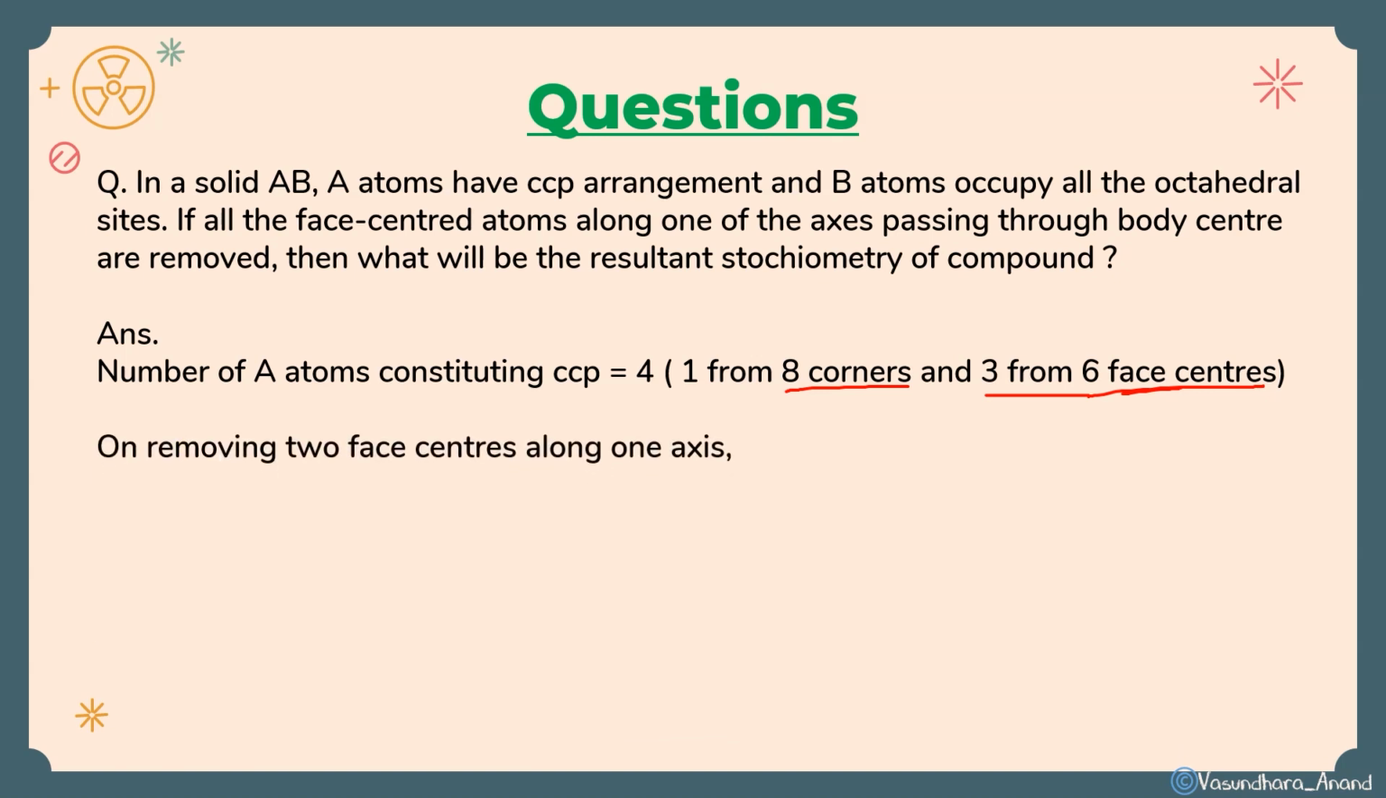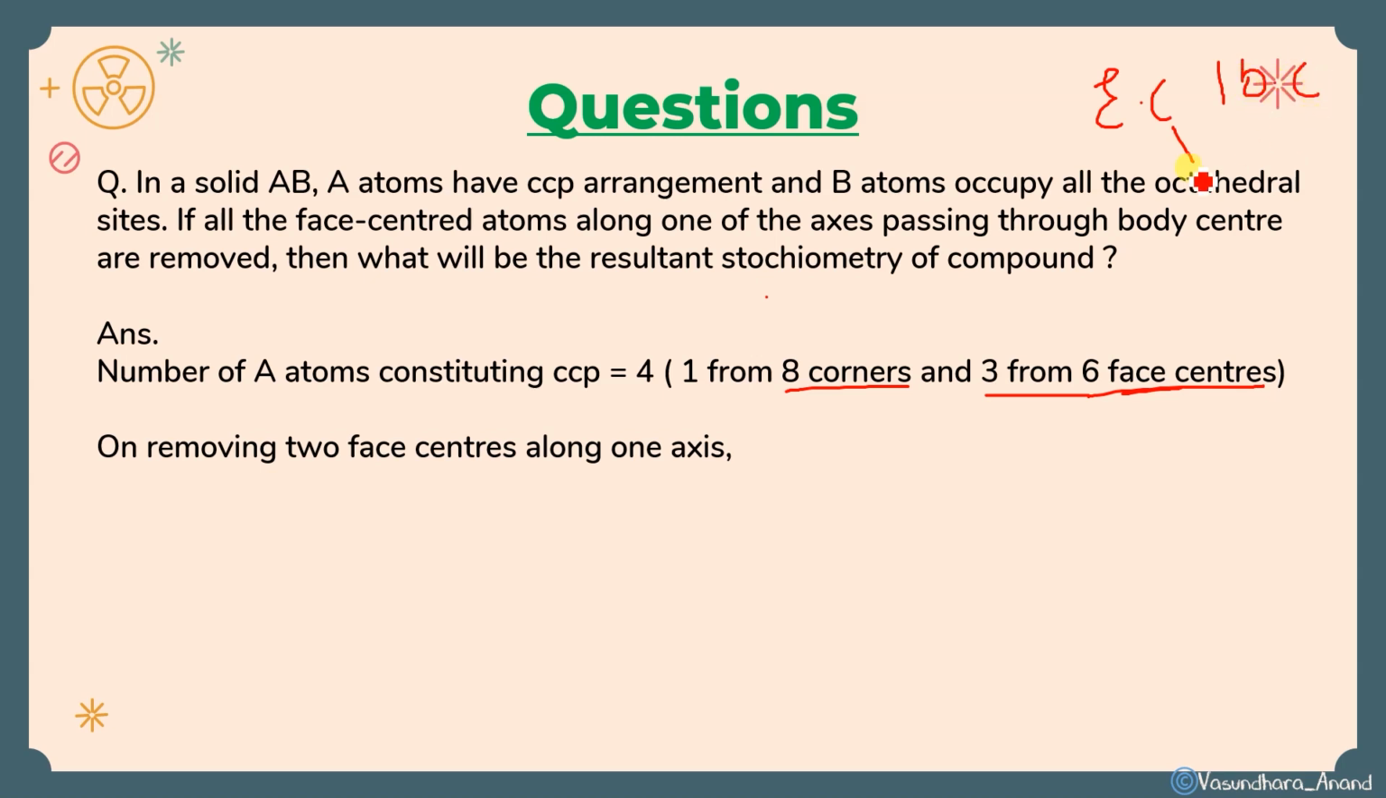Now what is it saying here? If all the face-centered atoms along one axis passing through the body center are removed, so that octahedral void is not on the face-centered. It is not on the face at all. Is the point clear? Understand carefully. I'm saying that the octahedral void is present at the what? At the edge center. Let me write over here. Edge center and 1 in the body center. Yes, quite clear. Body center.